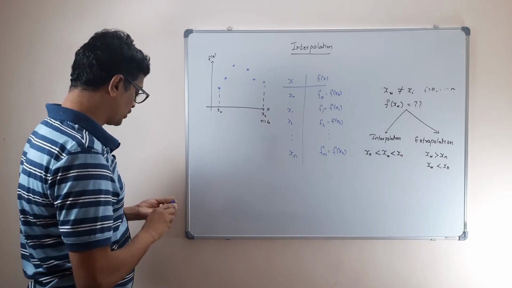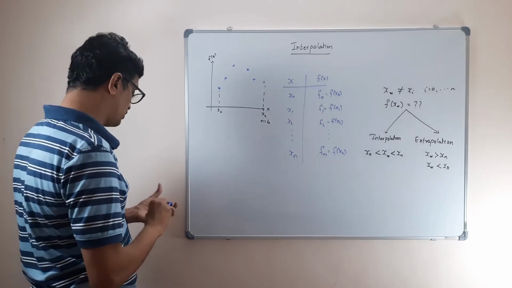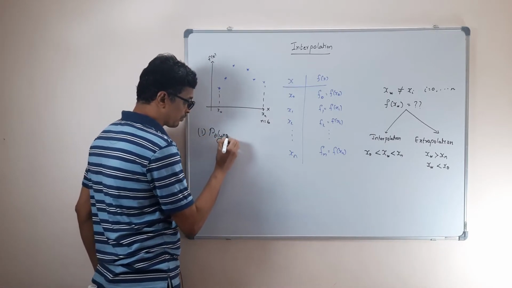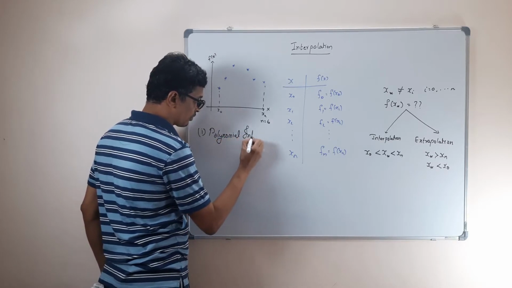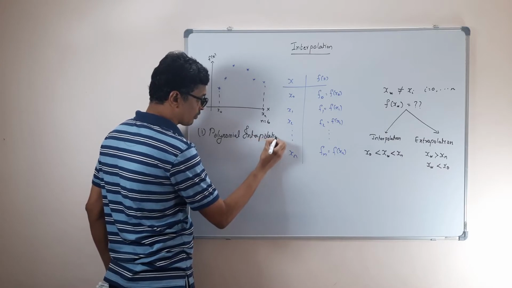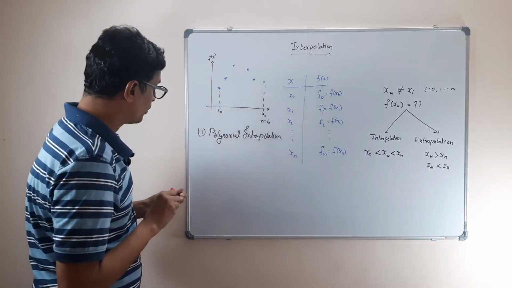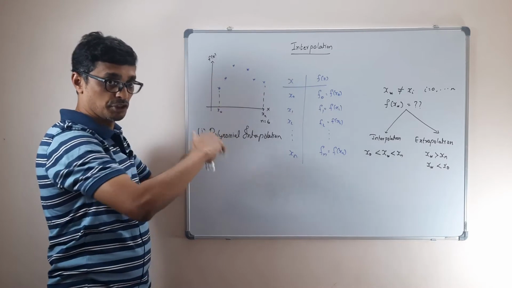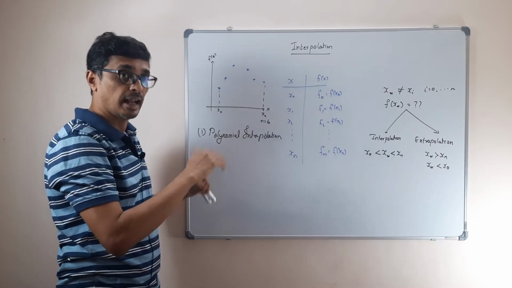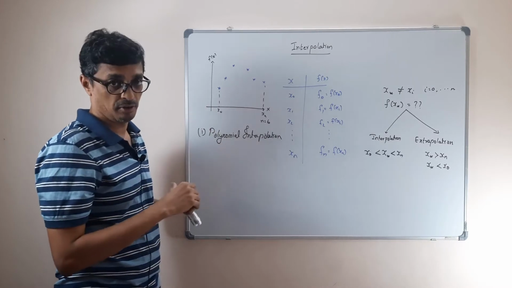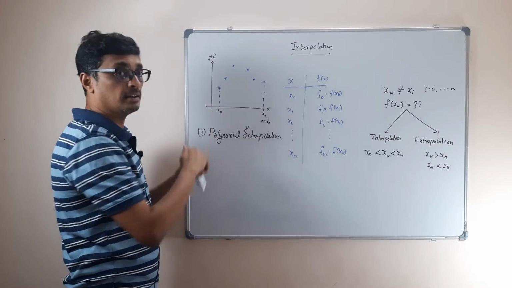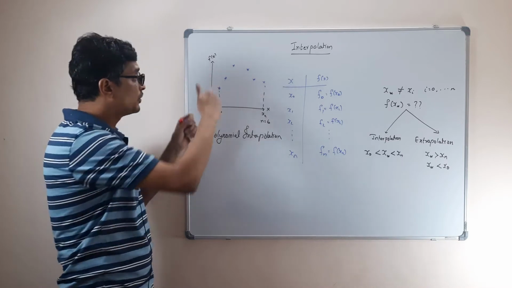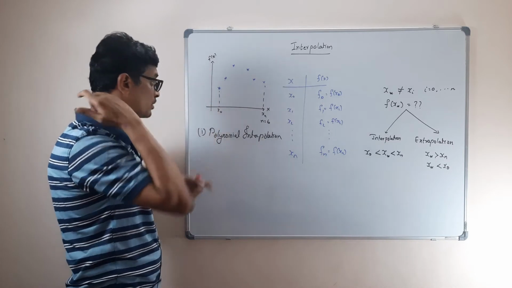So when we come to interpolation, there are two common techniques used. The first one is what we call polynomial interpolation. What we do in a polynomial interpolation is we use the property that any smoothly varying function which is not known can be closely represented by a polynomial of, say, degree n, and n can be large or small, whatever it is, which we will see later.